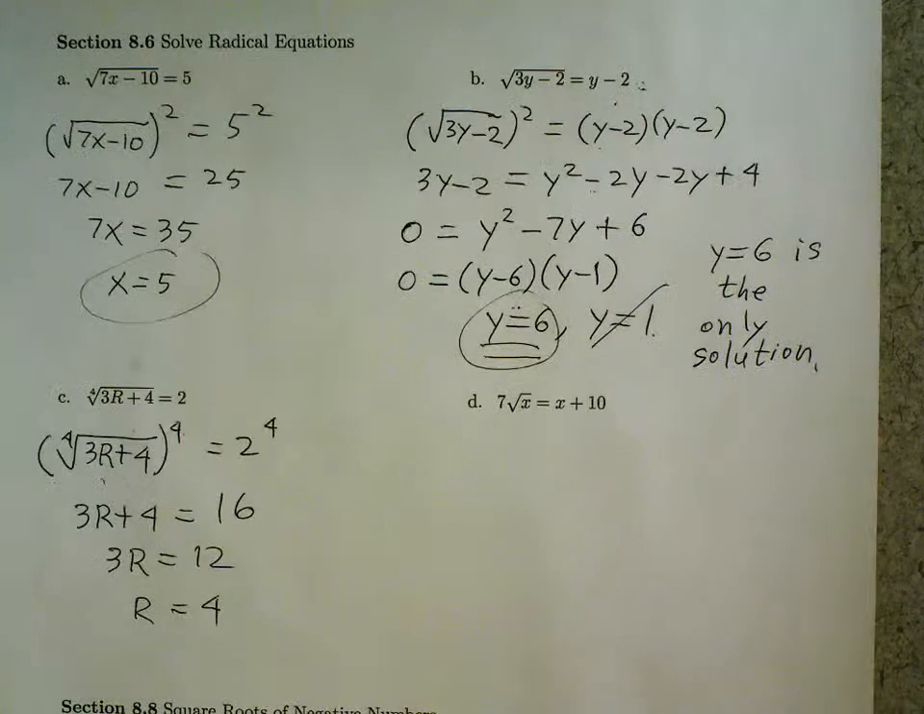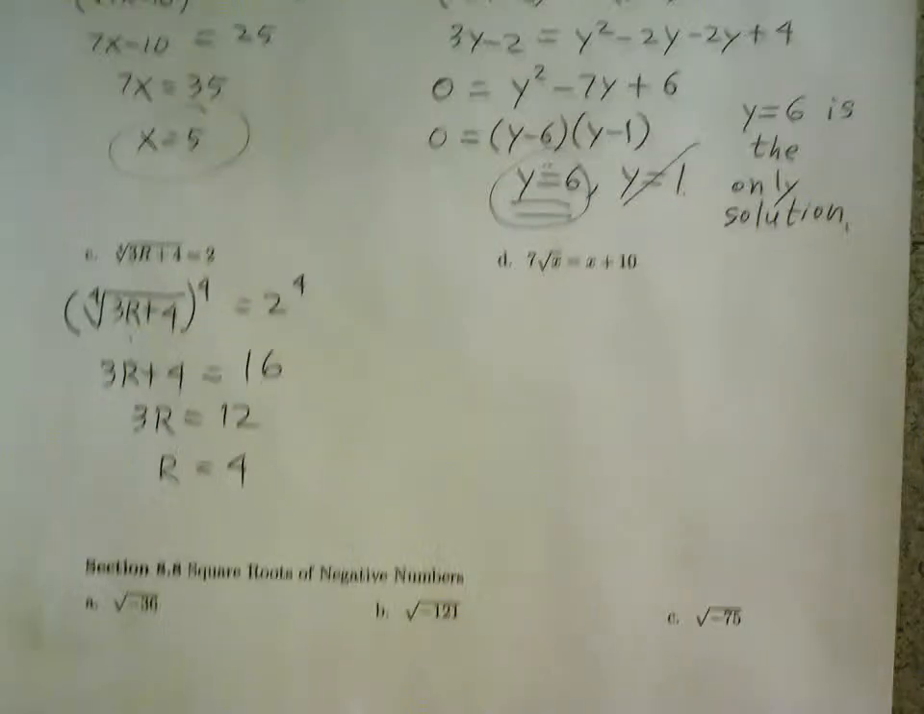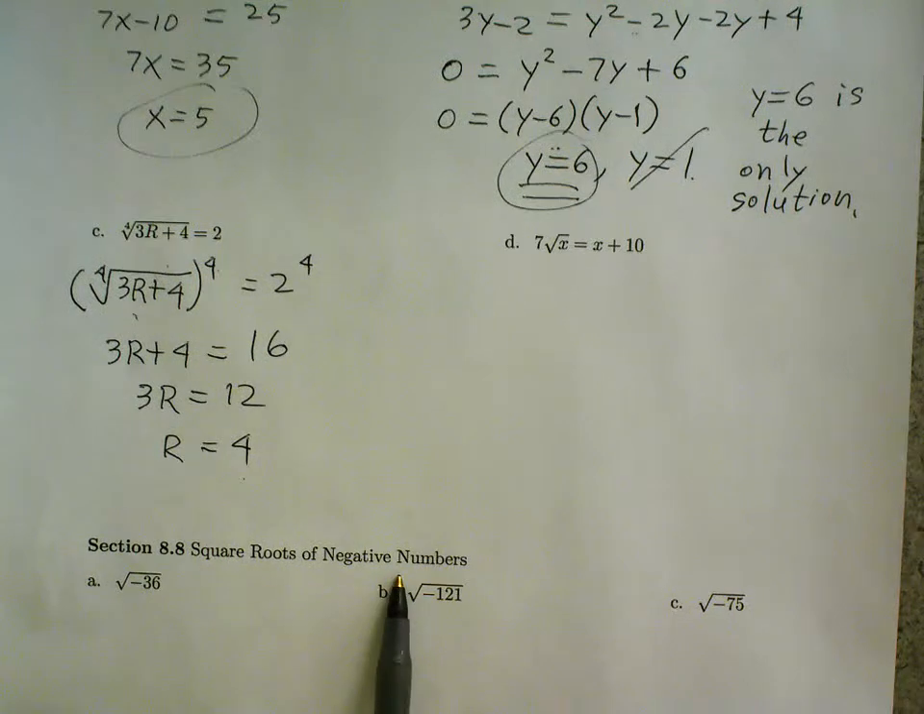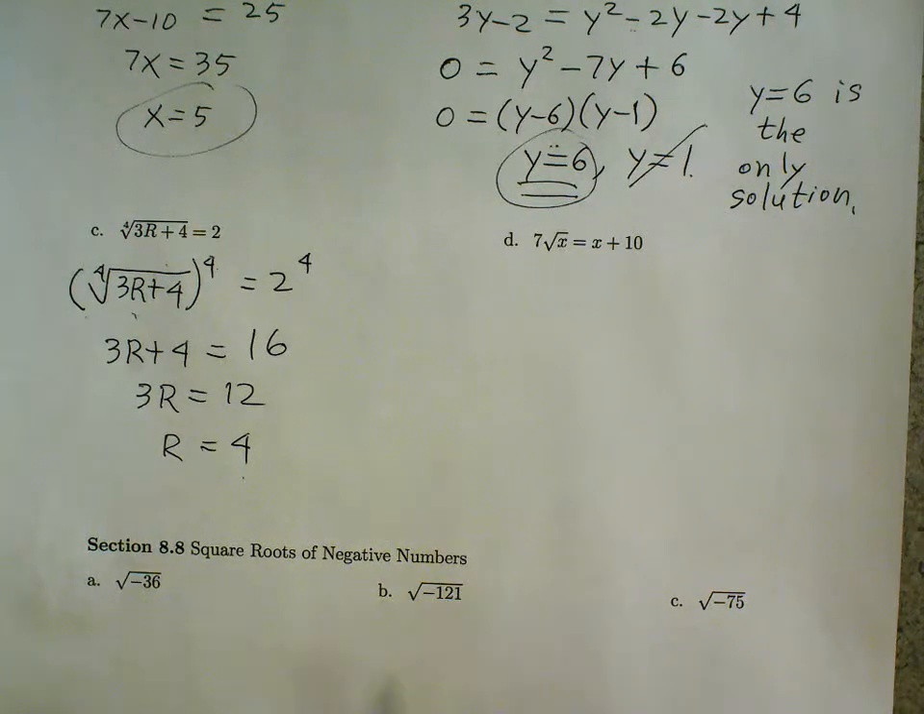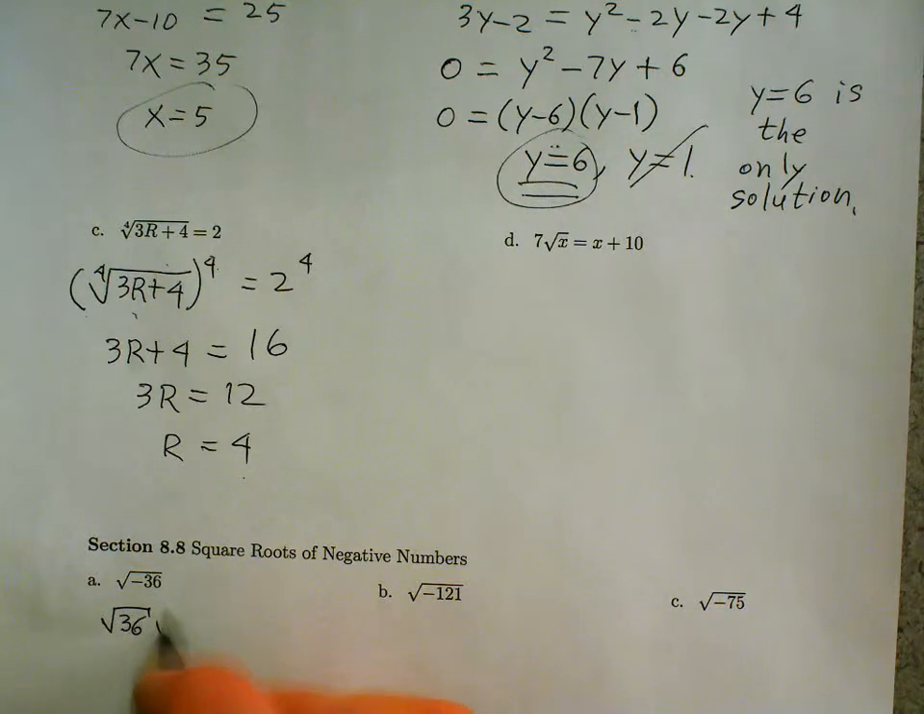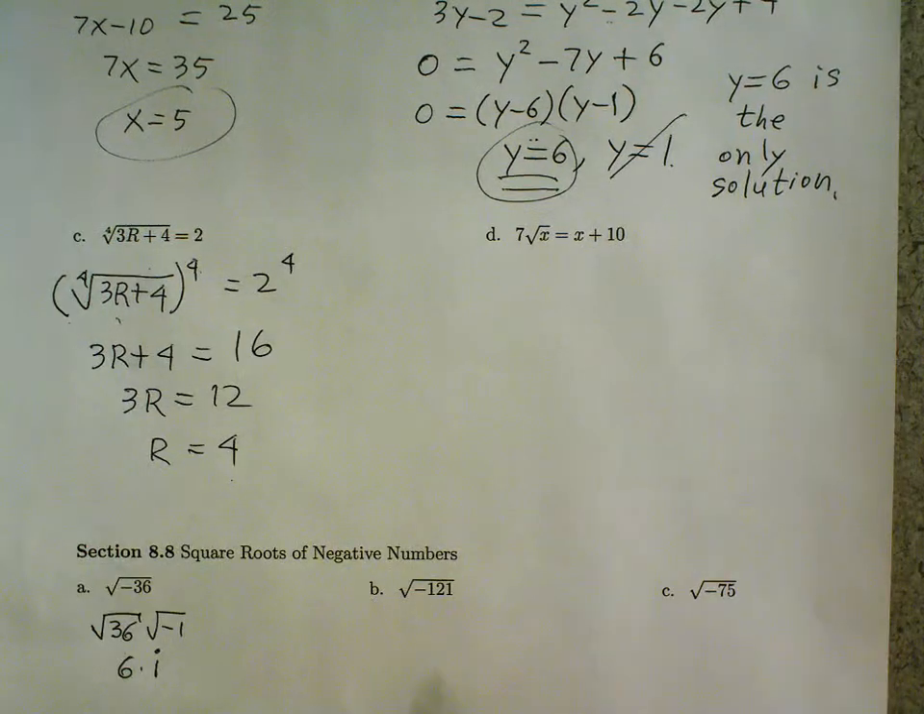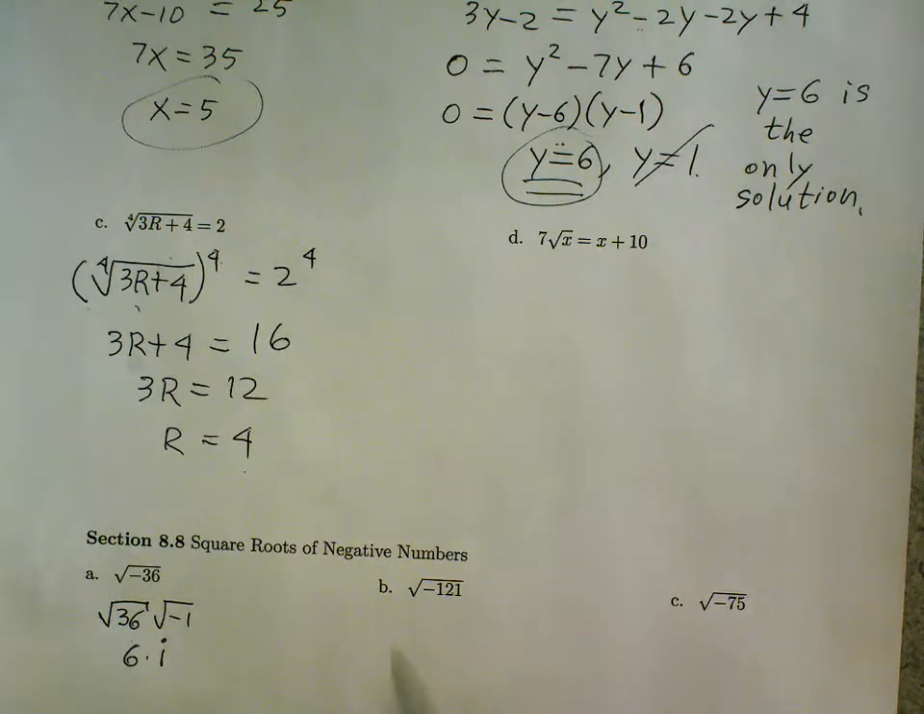Okay, we have a little more than 2 minutes left. Let's review the square roots of negatives. The square root of negative 36, that's the same as the square root of 36 times the square root of negative 1. The square root of 36 is 6, and the square root of negative 1 is i. The next one simplifies really nicely. We can just do this directly. The square root of 121 is 11, and the square root of negative 1 is i. So this simplifies to 11i.